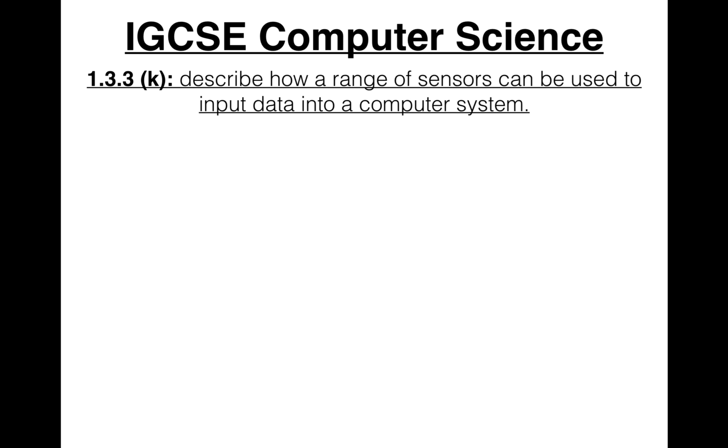GCSE Computer Science Syllabus Statement 1.3.3K. Describe how a range of sensors can be used to input data in a computer system. So, sensors are a type of input device, but they're a little bit different. What we need to know for the course is a bit different. We need to know more about sensors than any other input device.